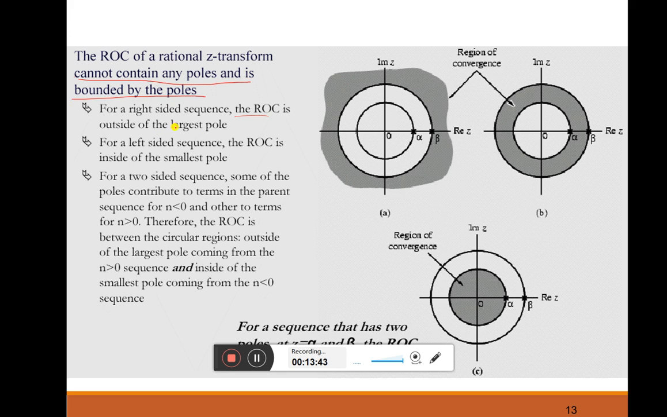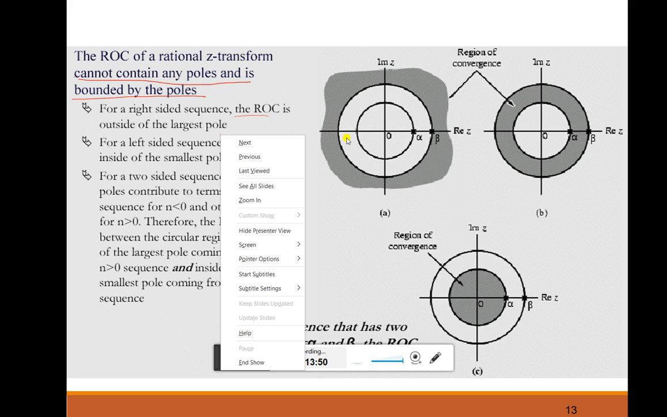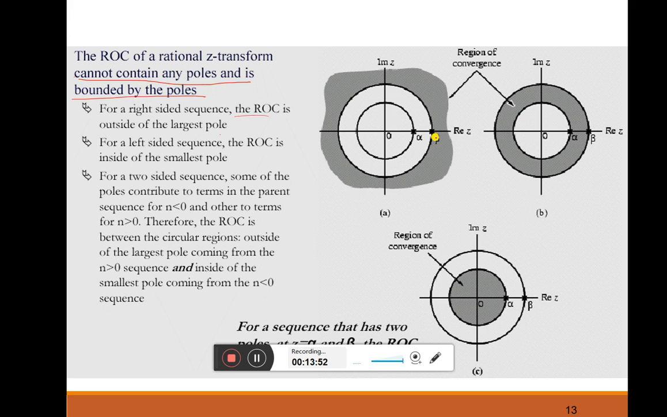Okay, for a right-sided sequence, the ROC is outside of the largest pole. So means dekat sini, kalau kata you ada dua pole, and then pole yang paling besar adalah beta ni, and then ROC dia adalah luar beta, okay, luar ni. So then this is a right-sided sequence. For a left-sided sequence, the ROC is inside the smallest pole. Okay, inside of the smallest pole.